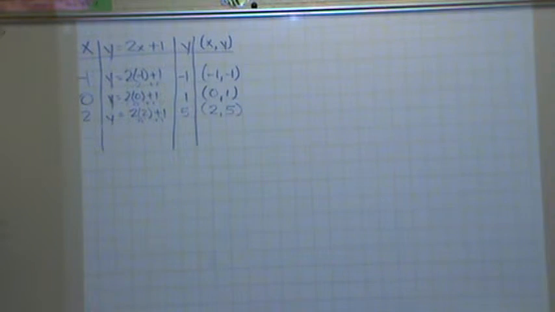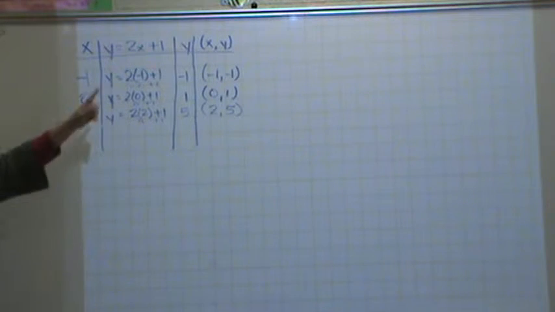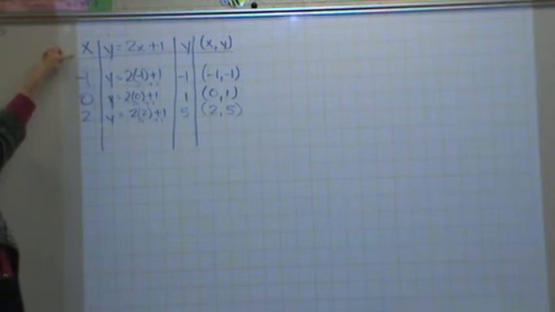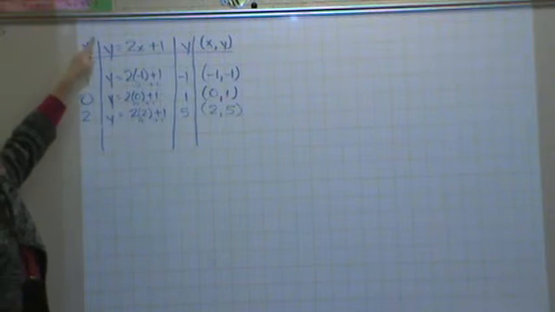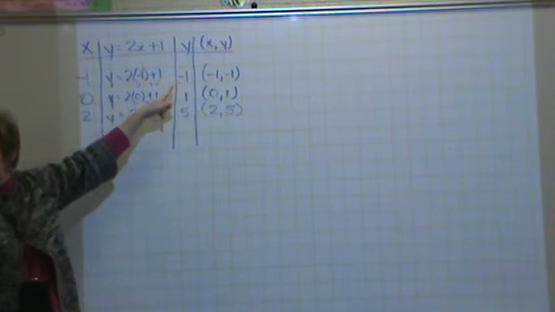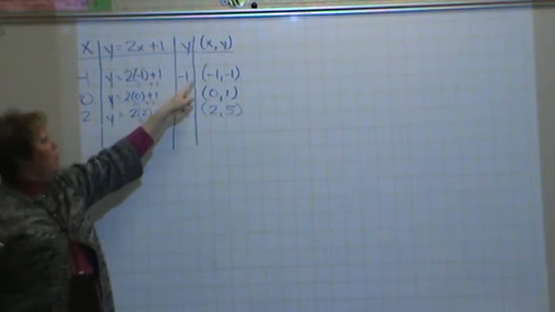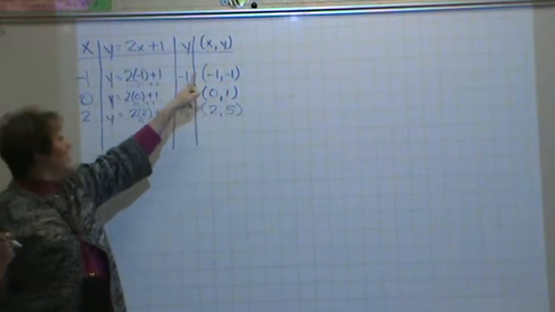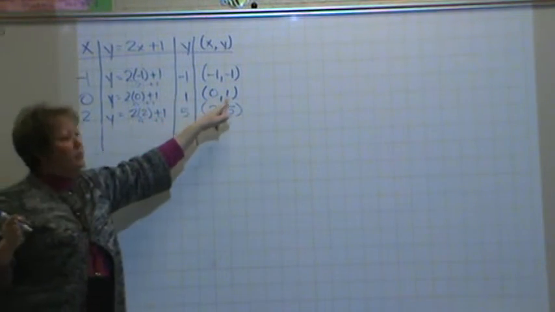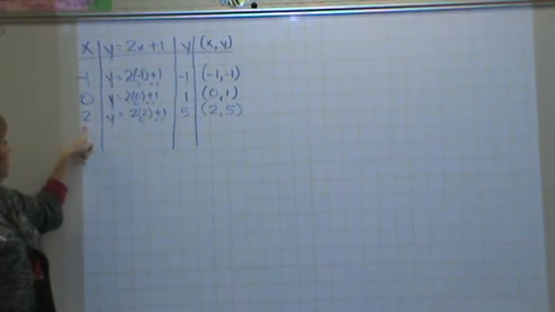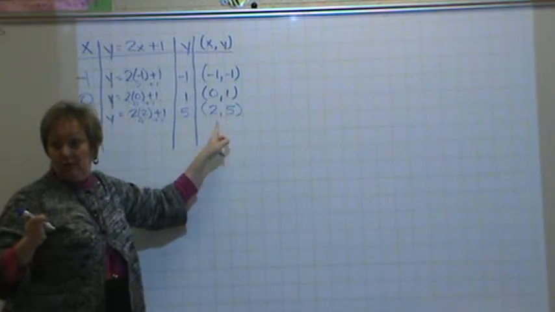1. I have a question. Okay, what's your question? How do we get the ordered pairs? You get the x and the y together. X, a number, first, then y. The x and then what you get for y. So -1, -1 goes here. 0, 1 goes here. 2, 5 goes here.